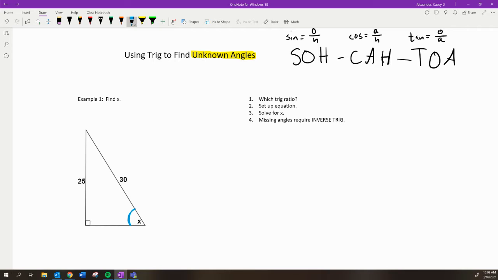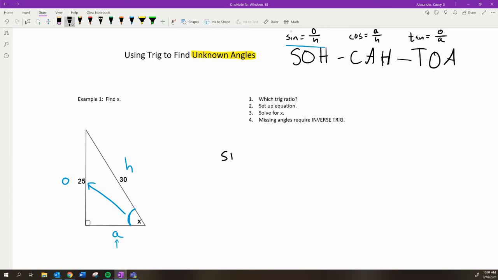The unknown thing in this example is that I don't know the measurement of this angle x, but I do know the length of this side, which is the opposite side. I know the length of this side here, which is the hypotenuse, and I don't know the length of the adjacent side. Now, I could use the Pythagorean theorem if I really wanted to find the adjacent side, but I don't really care because I don't need it. If you look at SOHCAHTOA and you think to yourself, if I know opposite and hypotenuse, I can use one of these three ratios. It's sine. Sine is the one that uses opposite and hypotenuse.